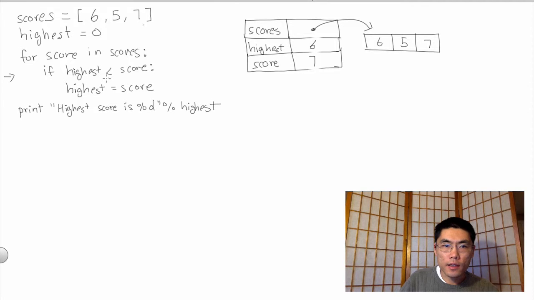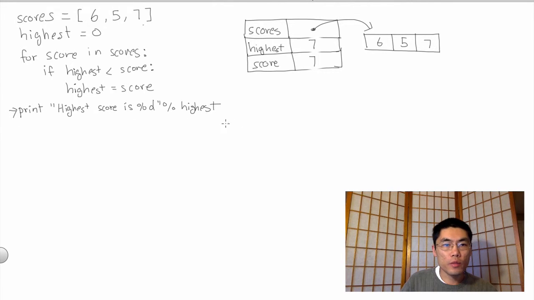Now is highest less than score? Highest is 6 and score is 7. So it is less than score. So we move into the consequent clause, which calls for highest to be set to the value of score once again. So highest is now going to take on the value of 7. And now, since we're done with 6, 5, and 7, we can move out of this for loop.